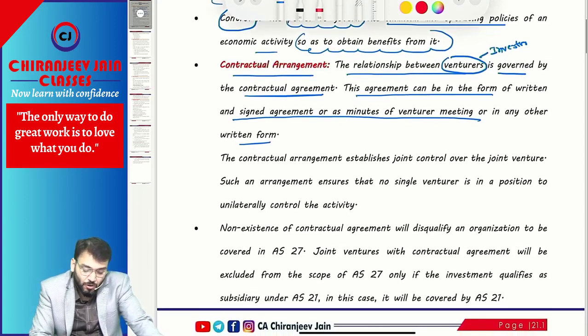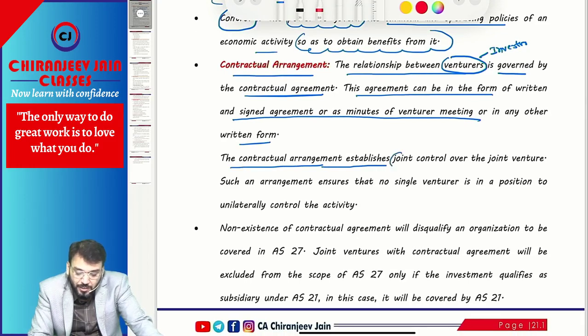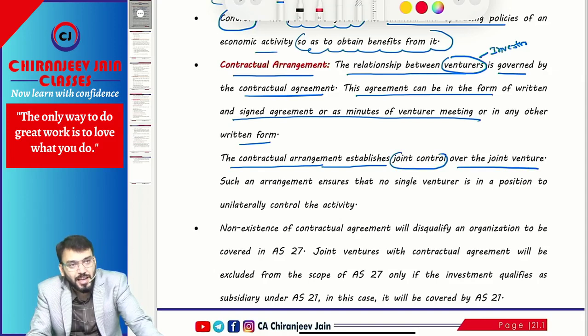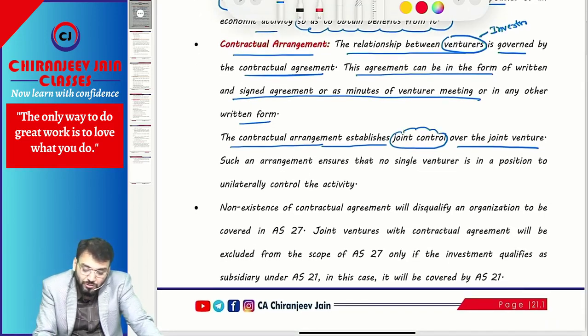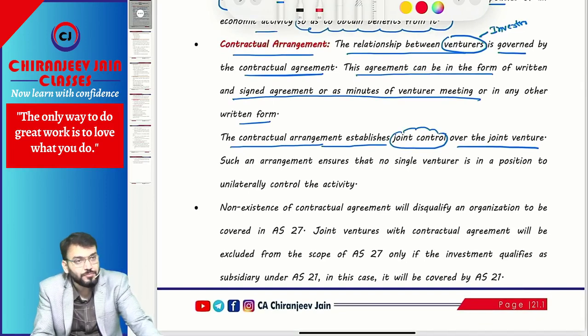Correct. The contractual arrangement establishes joint control over the joint venture. So this contractual arrangement will establish joint control over what? The joint venture. Understood? So because of that contractual agreement there will be some joint control. This point, have you understood?